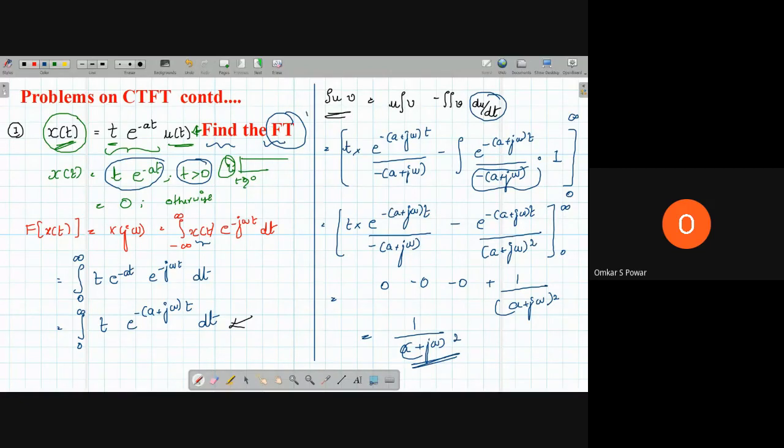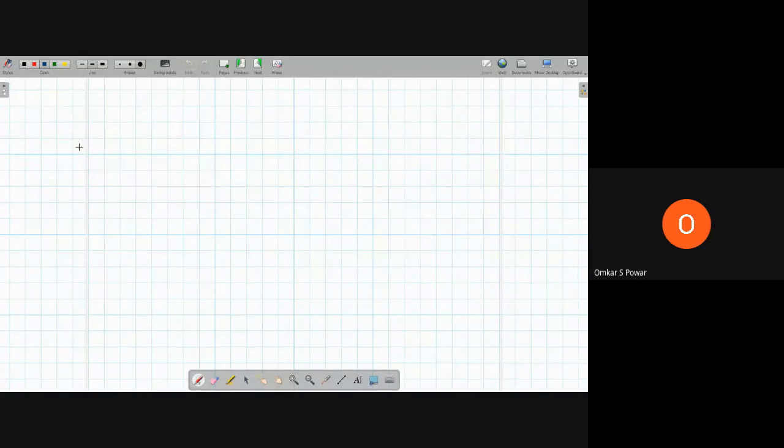Here they have only told us to find the Fourier transform, but they did not ask us for the magnitude spectra or the phase spectra. If you want to get the magnitude spectra and phase spectra of this, what you do is expand this one. So we have 1 plus a plus j omega the whole square.